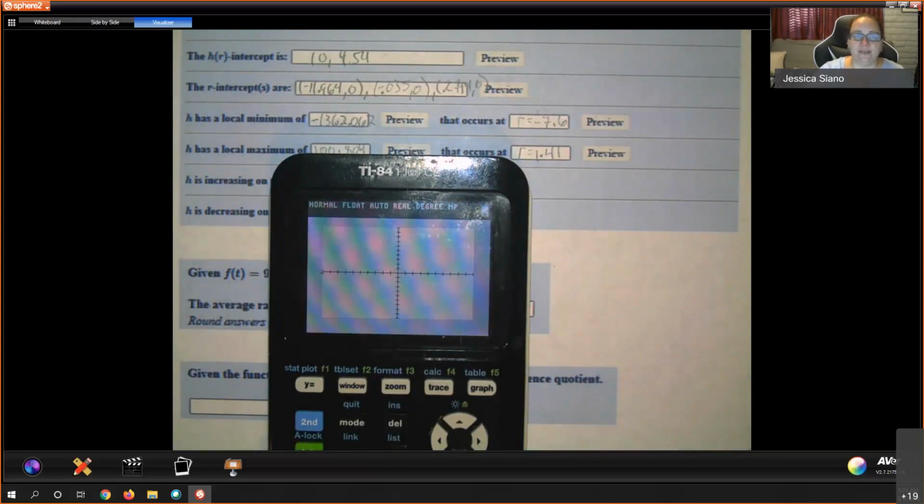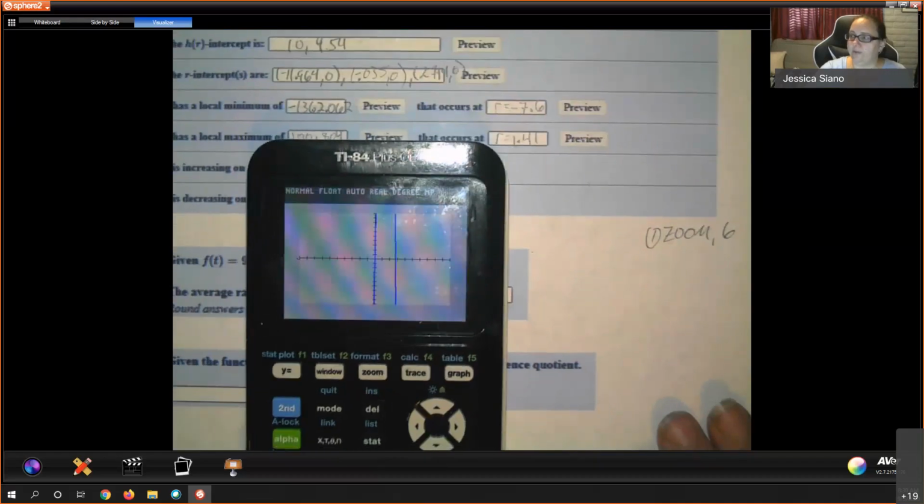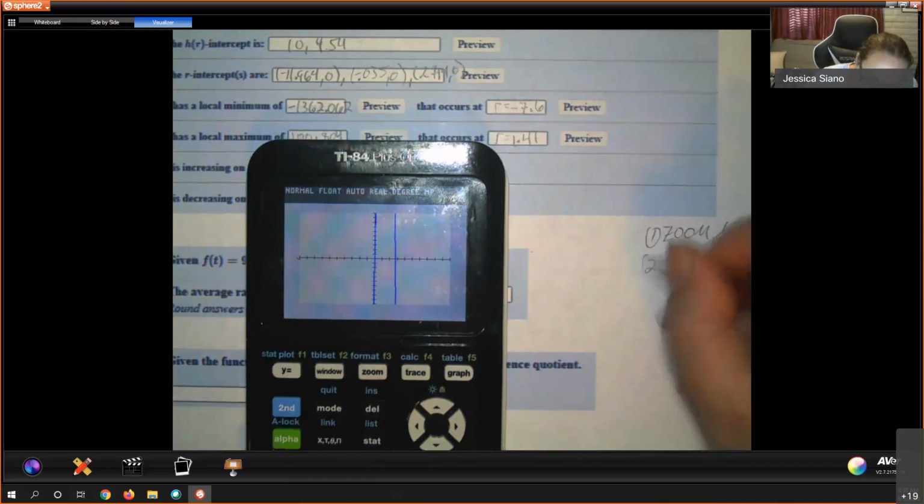A lot of people will message me and say, oh my God, there's something wrong with my calculator. I can't graph anything. If you are having trouble graphing, then I have 2 words of advice for you. First, try Zoom 6. That fixes 90% of the issues that you're going to have graphing. And then the second is make sure your plots are off.